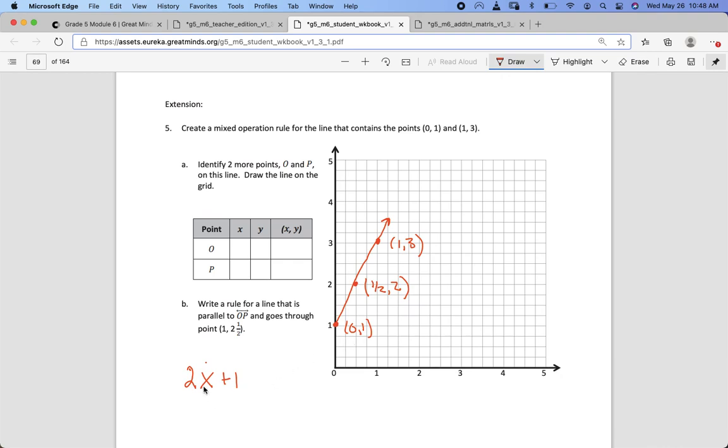Let's try that. 0 times 2 would be 0 plus 1 would be 1. Okay. 1/2 times 2 would be 1 plus 1 would be 2. Okay, that works. 1 times 2 would be 2 plus 1 is 3. Yay! Okay, there's the rule. And now let's see if we can plot some more points. So let's see, 1/2 and 2. And the next one could be 2 and 5, which would be right here. 2 and 5, we could go all the way up there.